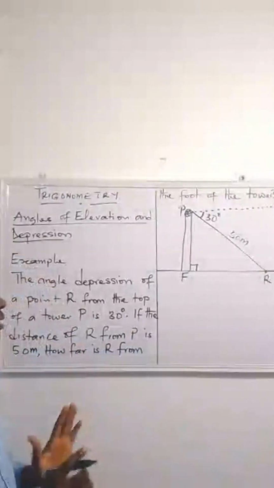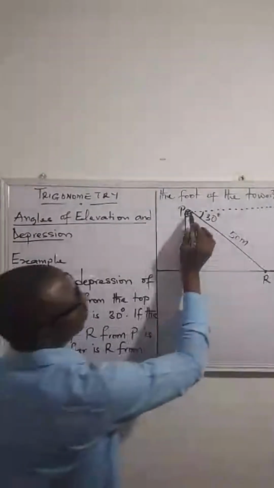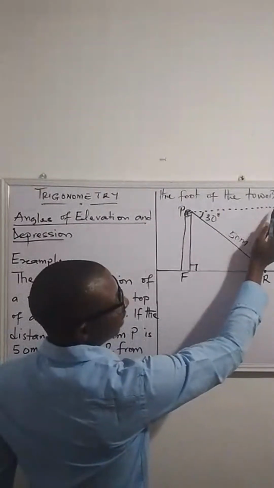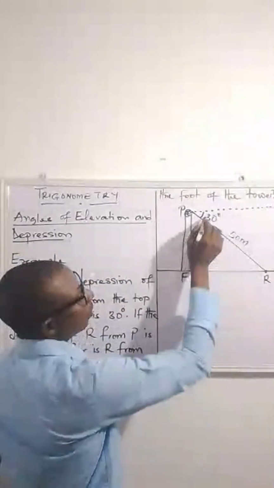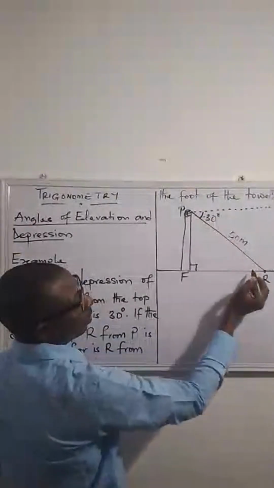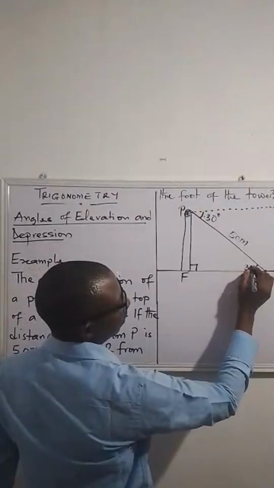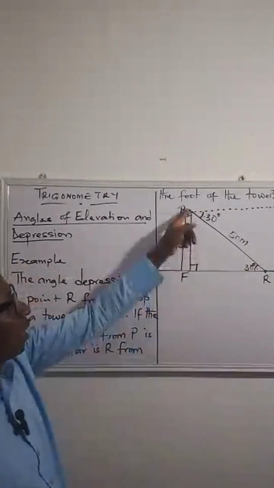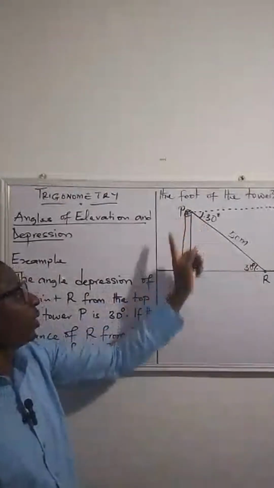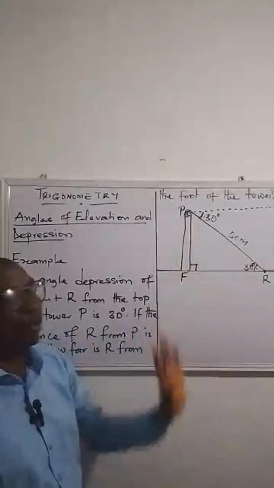Now, how do we go about this? The first thing you need to know is that this broken line is parallel to the horizontal ground. So that means this angle here will be alternate to this angle here. So this angle is going to be 30 degrees as well. Now we look at this triangle PFR. It's a right angle triangle.